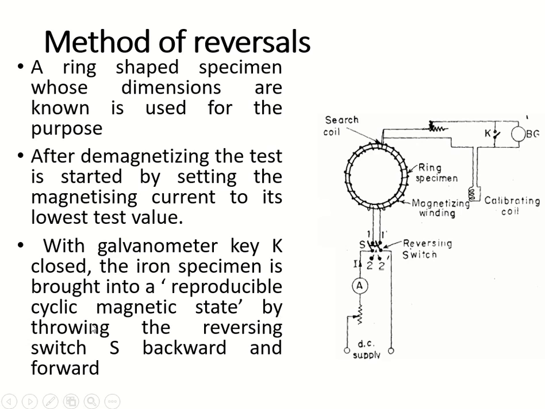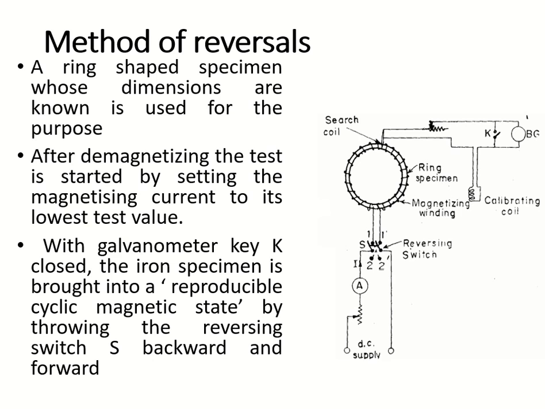It is achieved by throwing the reversing switch S back and forth. That is, you have to suddenly throw the switch in the first position, that is 1 2, 1 dash 2 dash, again suddenly reverse the switch, that is the cross position, again suddenly reverse the switch back to the normal position, and in this way you have to do it for 10 or 20 times. What is the purpose? In order to produce a reversible or cyclic magnetic state.